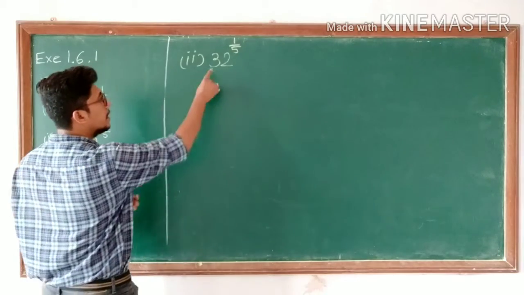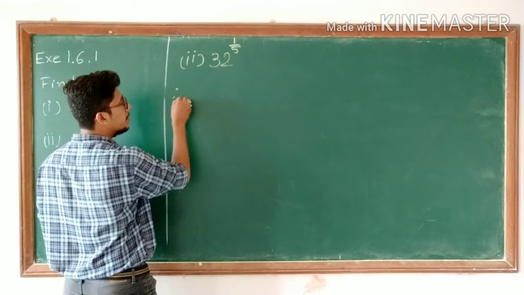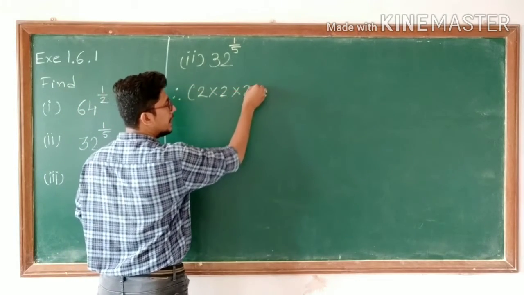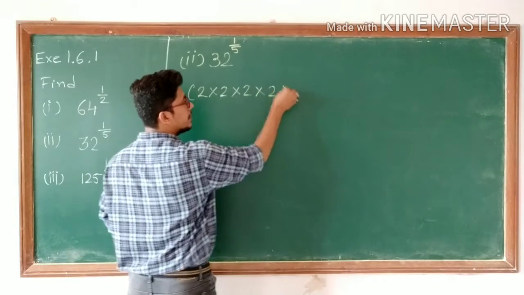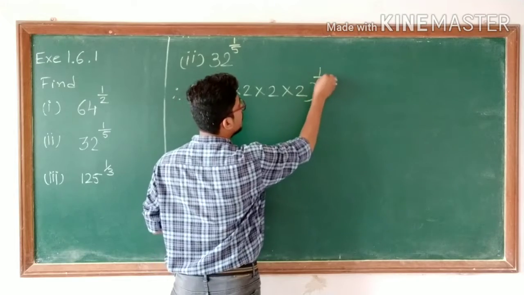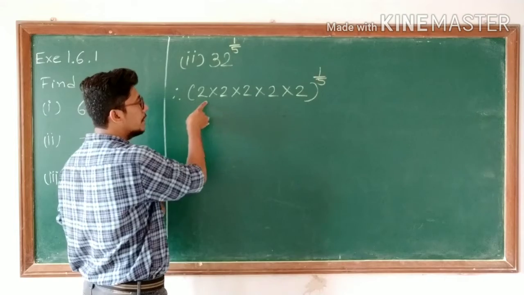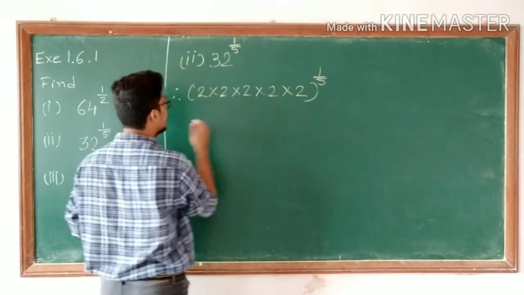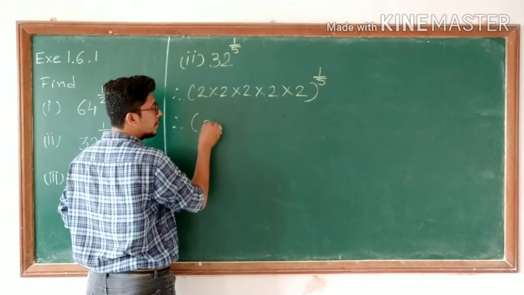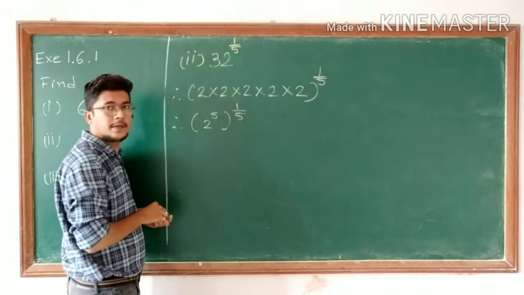32 can be written as 2 twos are 4, 2 fours are 8, 2 eights are 16, 2 sixteens are 32, to the power of 1 upon 5. How many times is 2 repeated? 1, 2, 3, 4, 5. So can I write (2 to the power of 5) to the power of 1 upon 5?